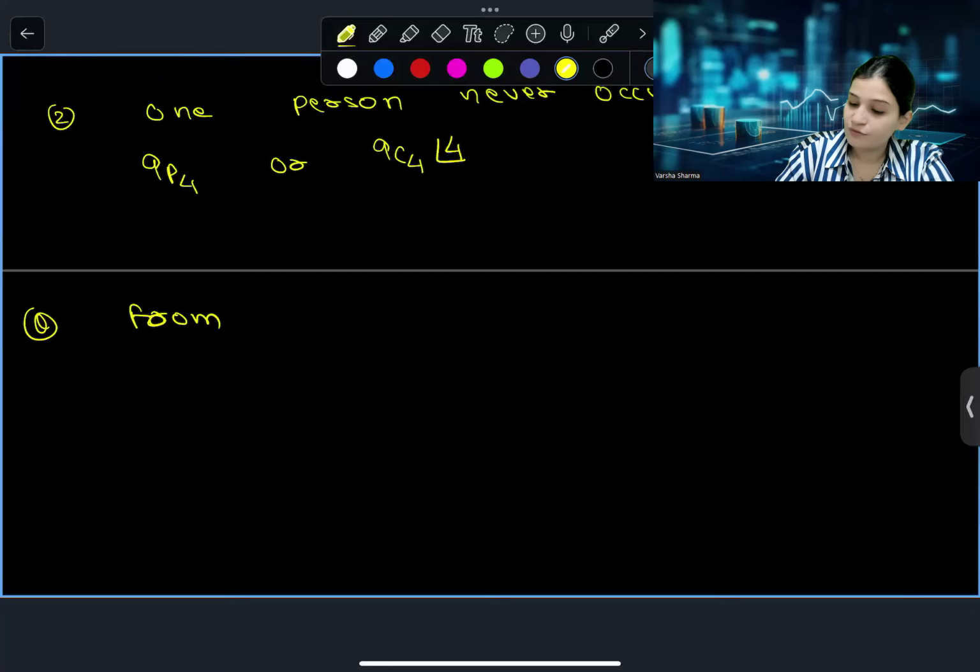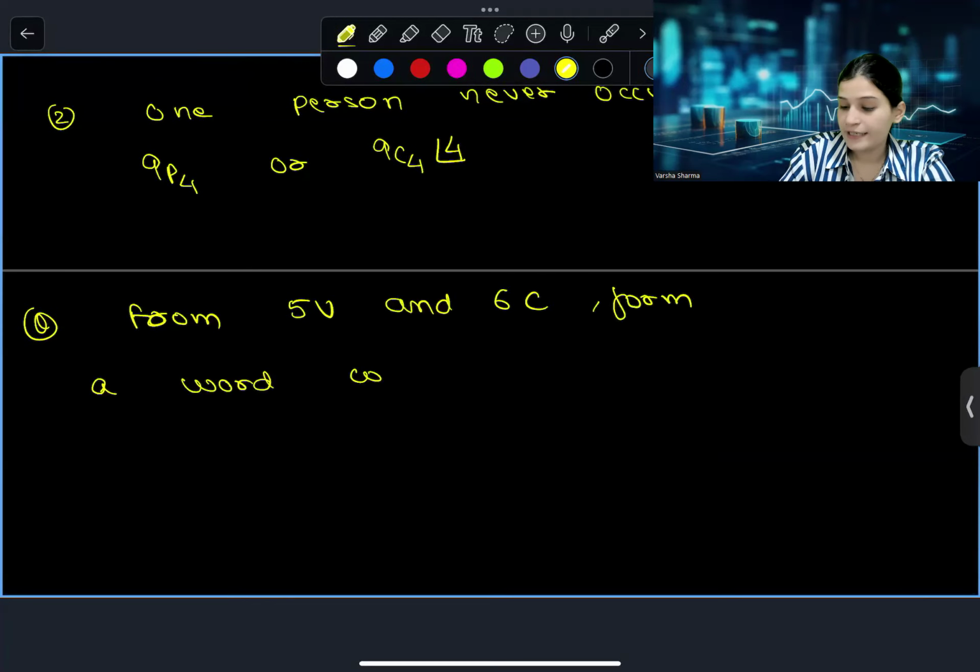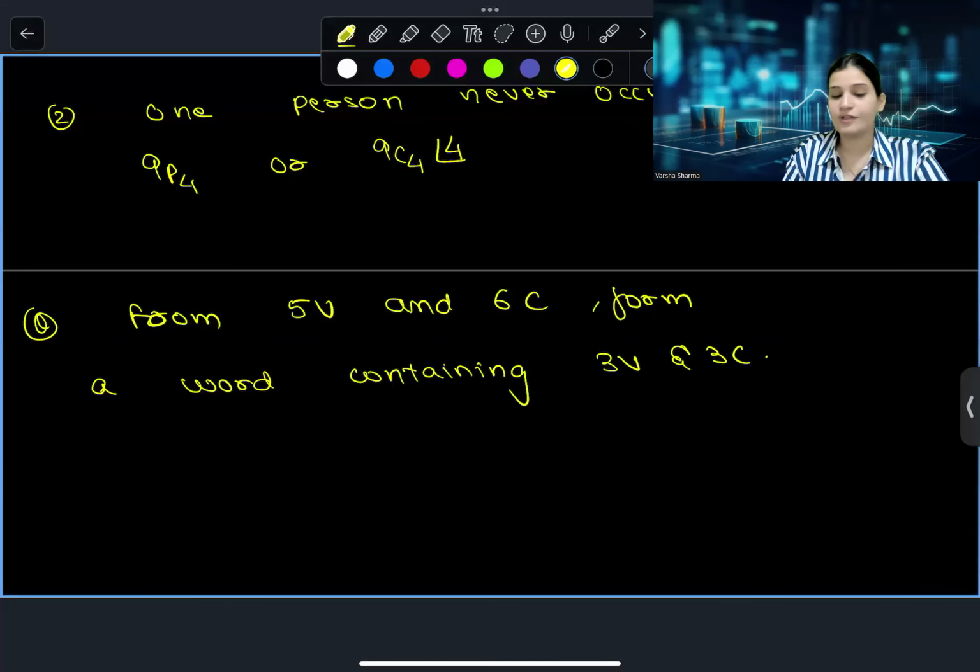From 5 vowels and 6 consonants, form a word containing 3 vowels and 3 consonants.